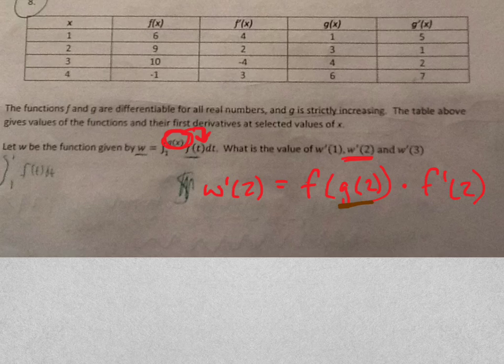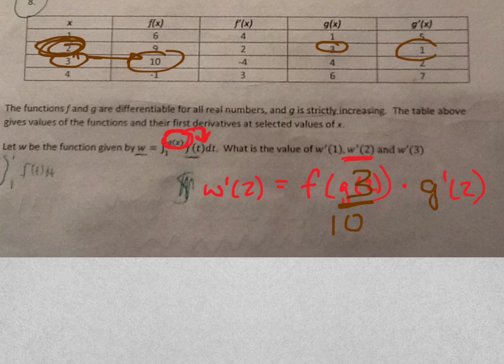But g of 2, here's 2, g of 2 is 3. f of 3, here's 3, f of 3 is 10. g prime of 2, sorry, I said f prime of 2, that was a mistake. I hope you caught that. It's not f prime of 2, it's g prime of 2. G prime of 2, there's 2, there's g prime of 2, it equals 1. 10 times 1 is equal to 10. Alright, you try the last one yourself.